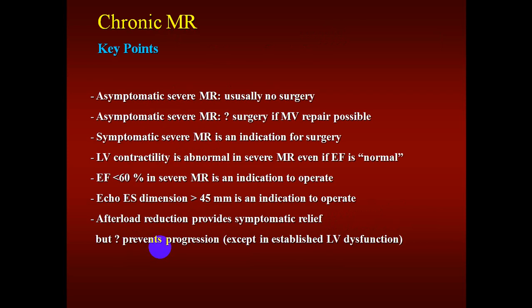Asymptomatic severe mitral regurgitation with low ejection fraction is an indication for surgery if mitral valve repair is possible. Symptomatic severe mitral regurgitation is an indication for surgery. Left ventricular contractility is abnormal in severe mitral regurgitation, even if ejection fraction is normal. Ejection fraction less than 60% in severe mitral regurgitation is an indication to operate.